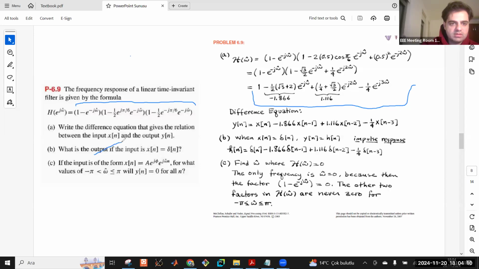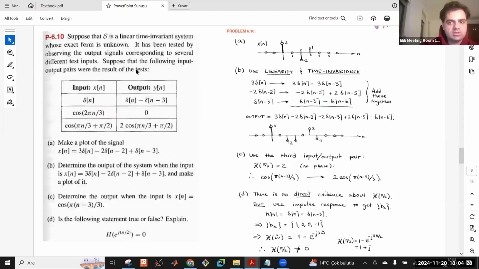I will skip this part. We have already done it several times. Again, this is exactly the same as in the previous question, so I will skip it. So let's move on to the next question.